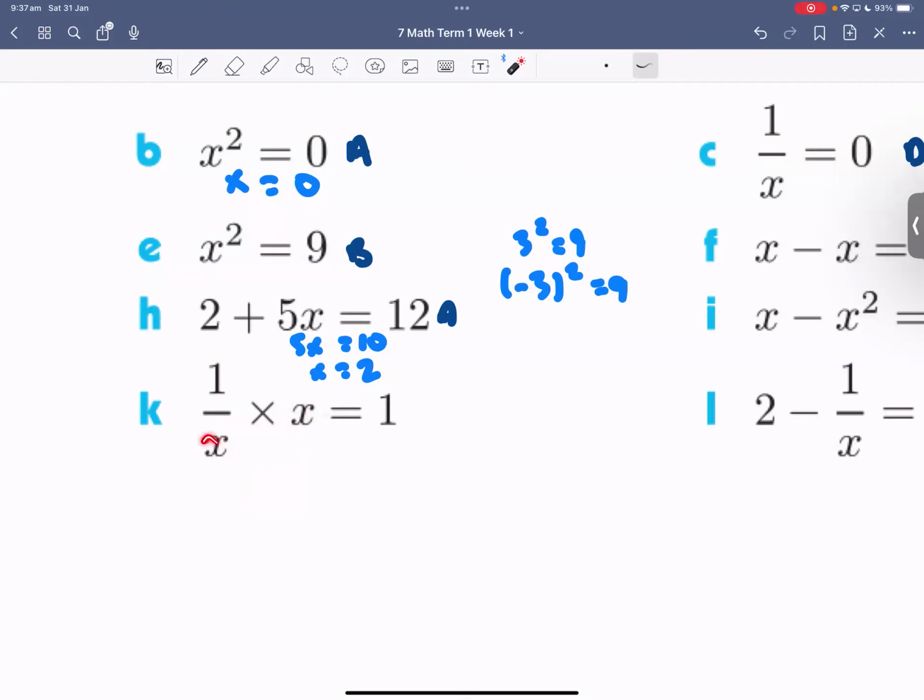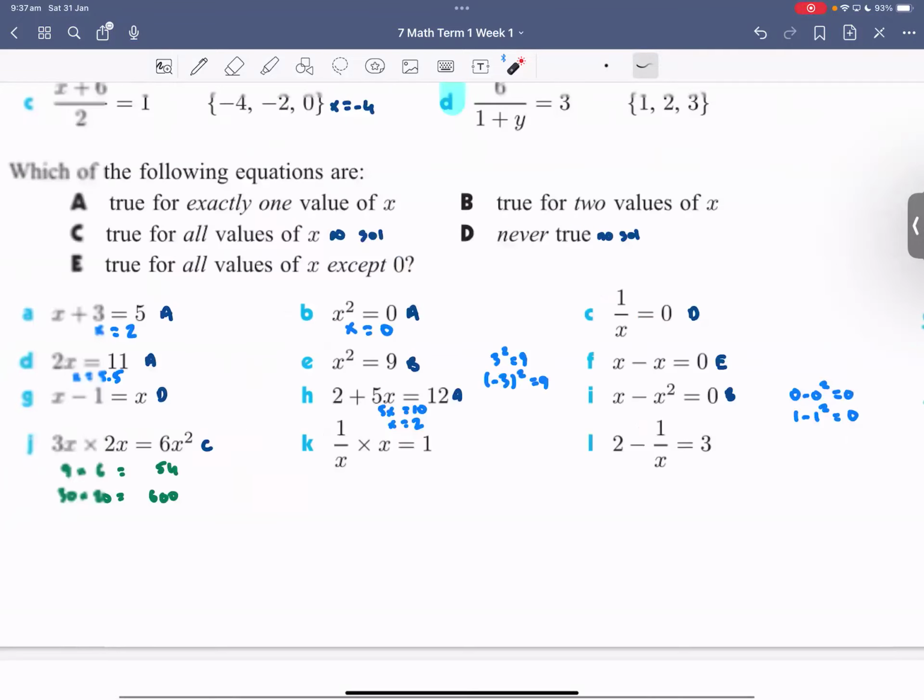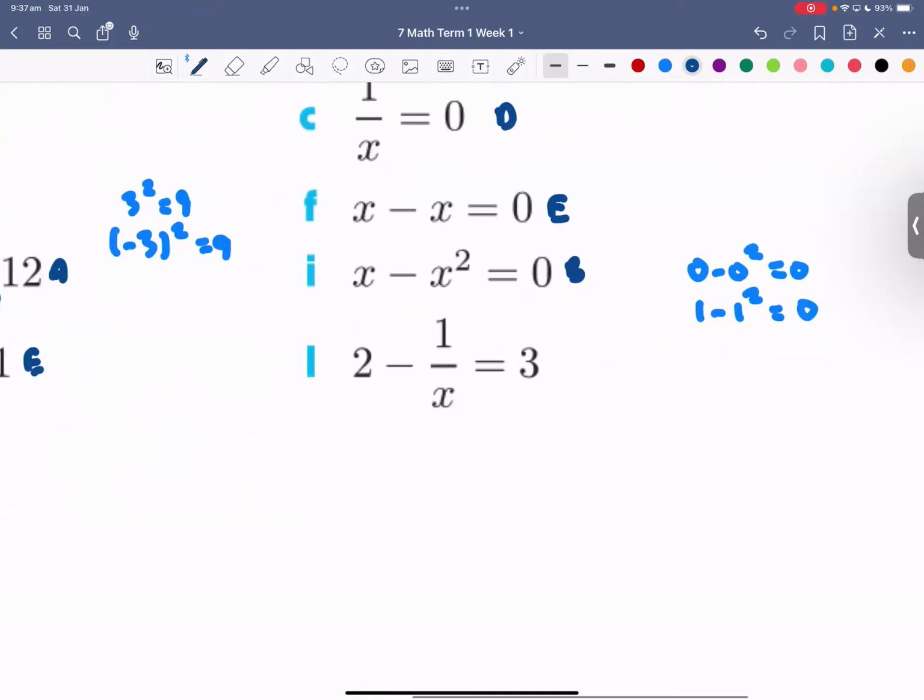So some people might think, oh, x can be anything. But guys, x can't be 0. Did I tell you it's illegal to divide by 0? 1 divided by 0 is illegal. So a lot of people might have thought there's infinite solutions. Almost. There's infinite solutions except for 0. So what's the answer actually? E. Good.